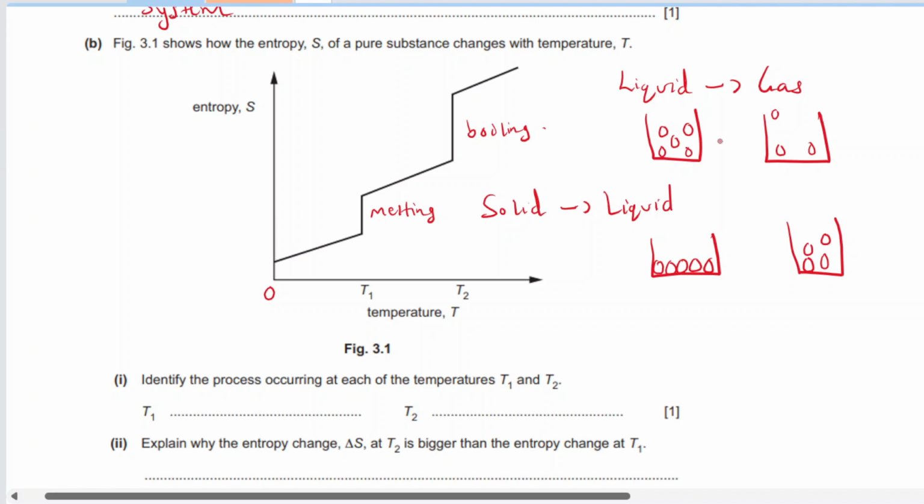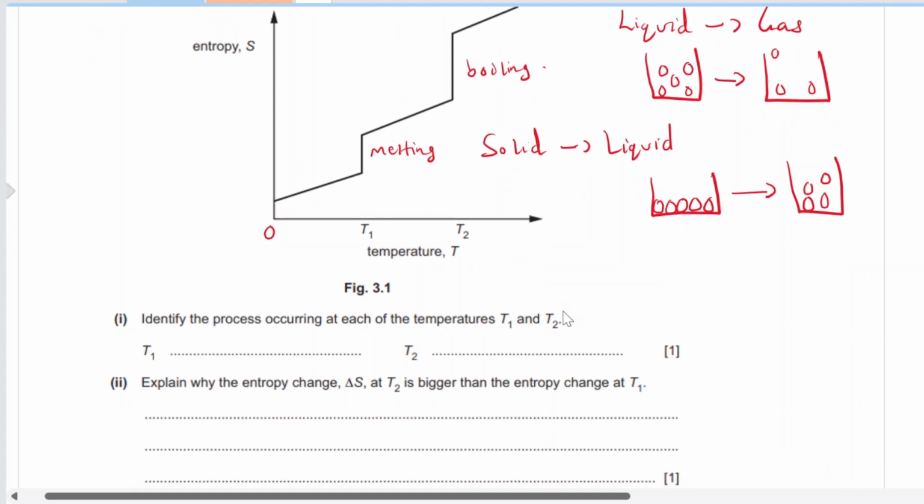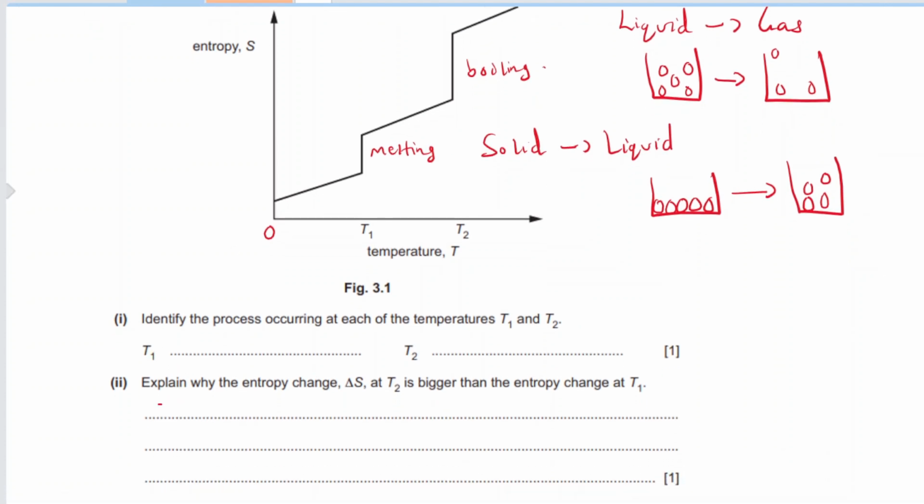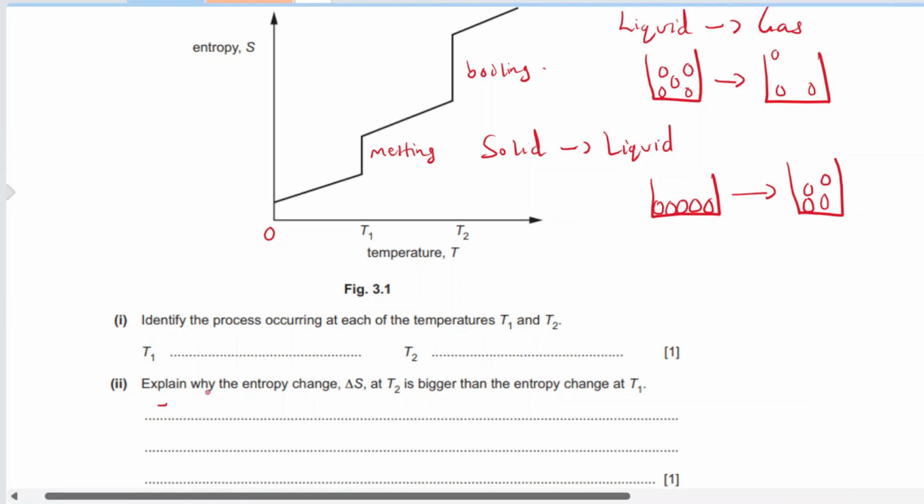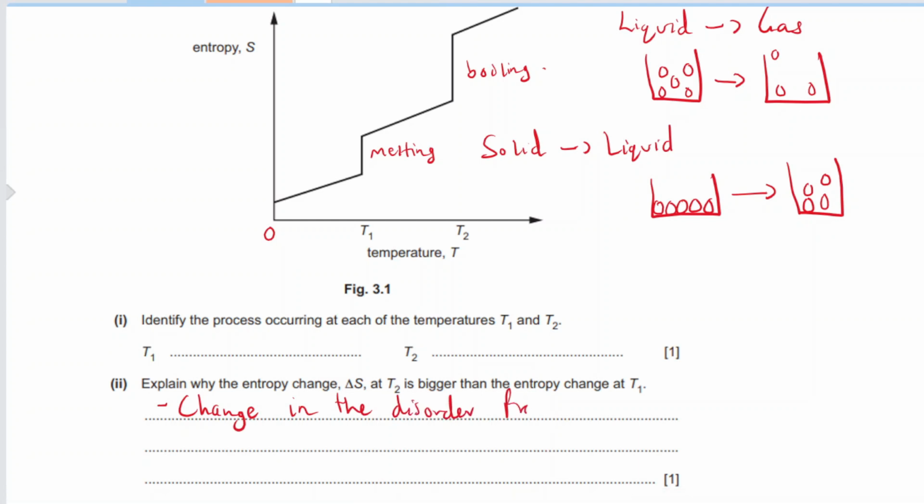You can see that the change from liquid to gas is more than the change from solid to liquid in terms of the space between the particles. When you go from a liquid to gas, you are separating these far more than when you go from a solid to liquid. So that means that the entropy change for T2 will be bigger. And why will it be bigger? Because you are separating the particles much more. So you can write that the change in the disorder from liquid to gas is more than from solid to liquid.